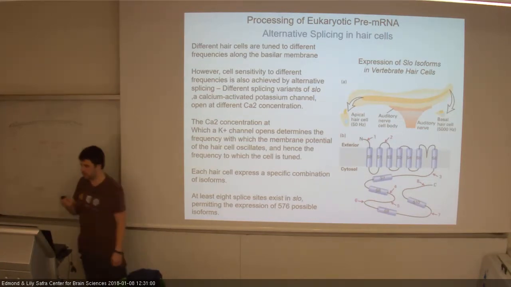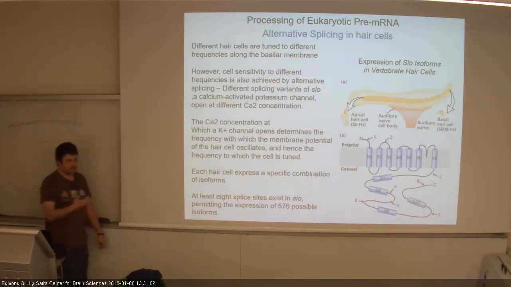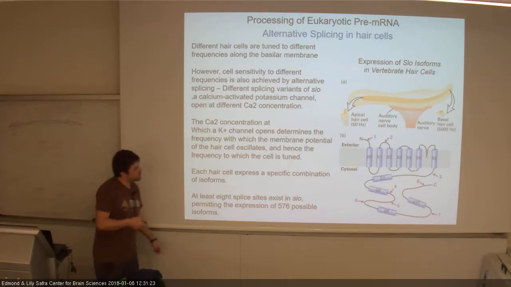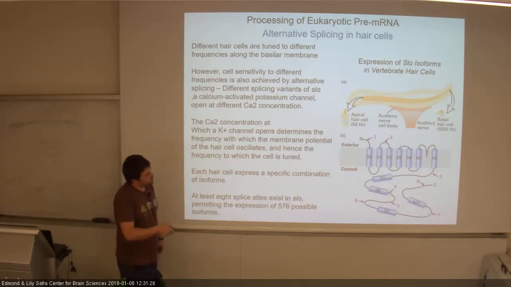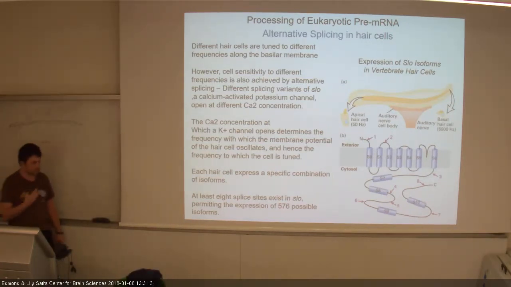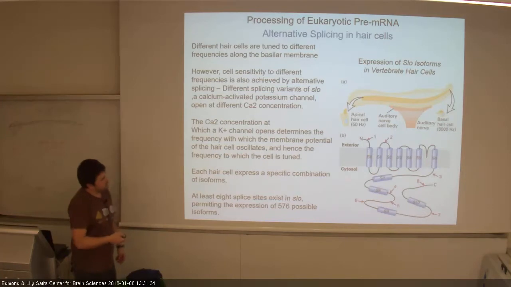Besides this tonotopic organization of the organ, there is also a level of fine-tuning of the hair cells, where the sensitivity of the hair cells is determined by their sensitivity to calcium. The calcium concentration that opens a specific type of potassium channel is largely determined by the alternative splicing variants of that channel.